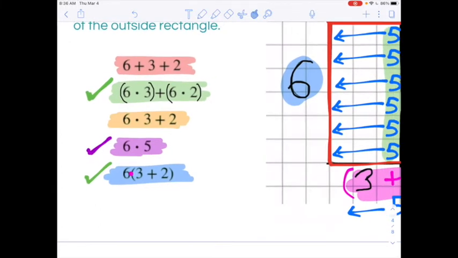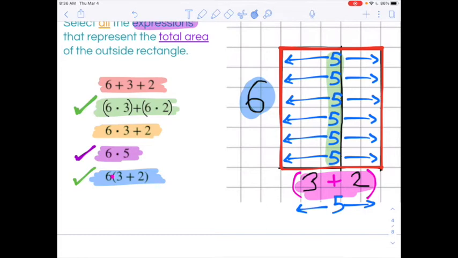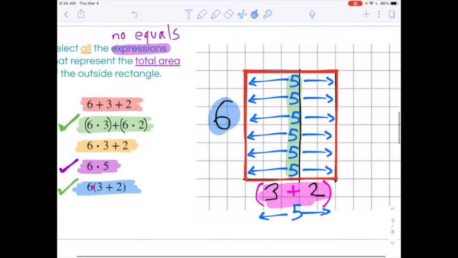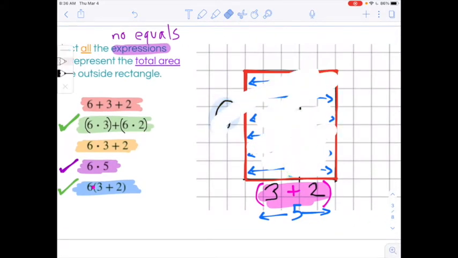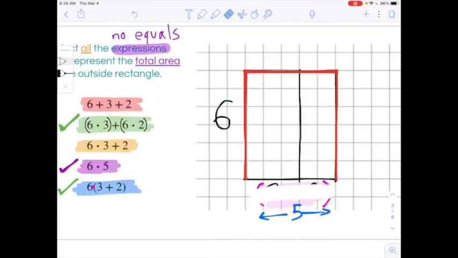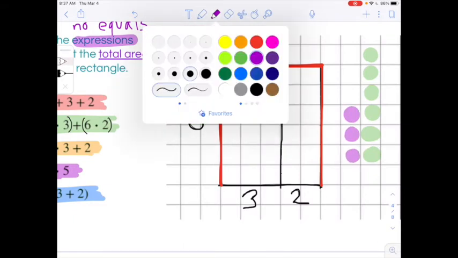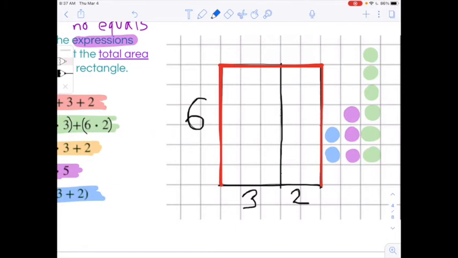Okay, so what about the red one and the kind of orangish one? Well, the red one can't be right because it says plus. So if I had 6 plus 3 plus 2, that would mean individual little squares, right? It doesn't mean inside the red rectangle. If I had 6 plus 3 plus 2, I'm going to draw it kind of out here on the side. I'd have 1, 2, 3, 4, 5, 6 little squares, plus 3, 1, 2, 3, plus 2 more.